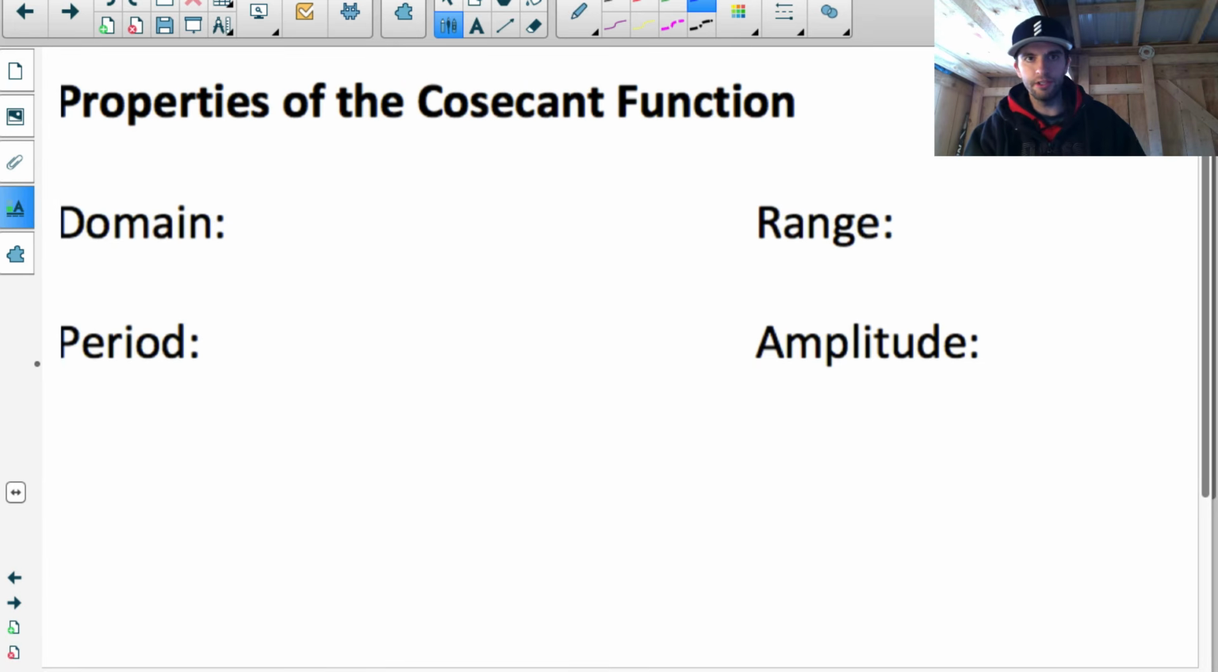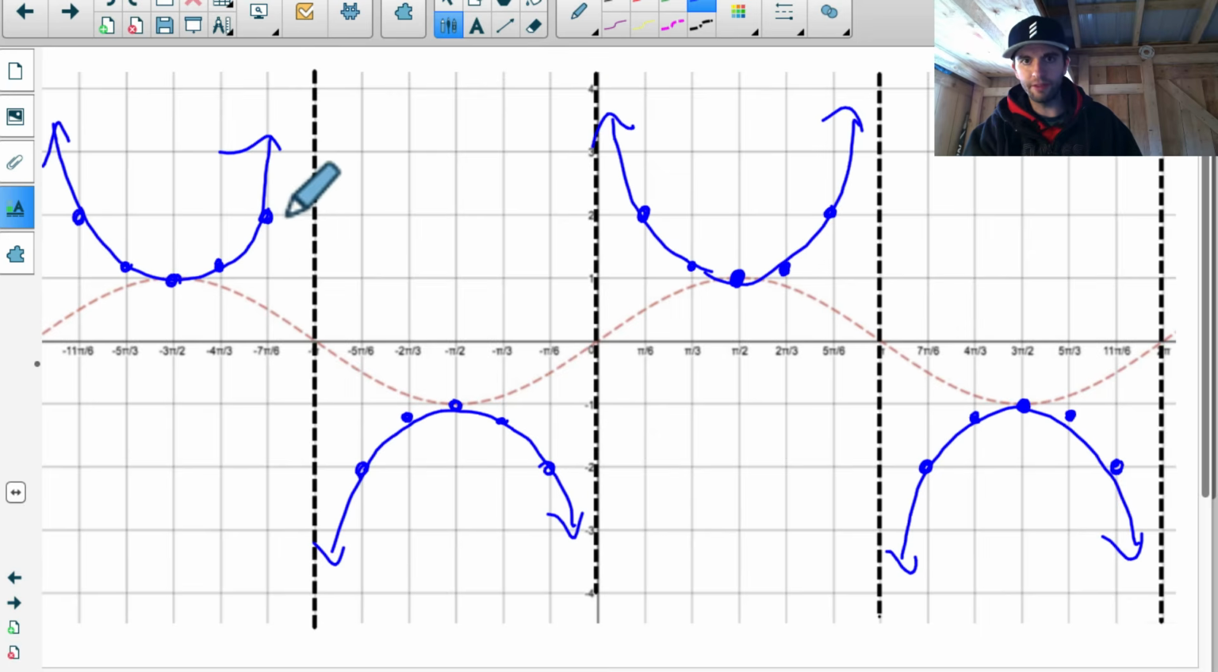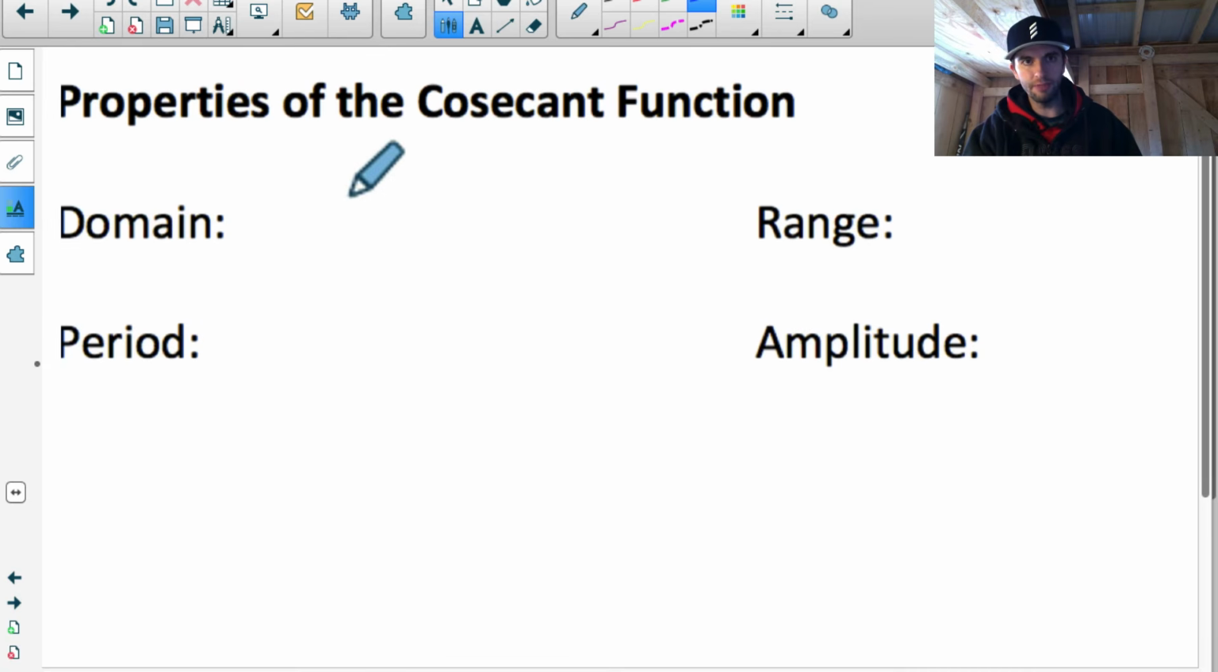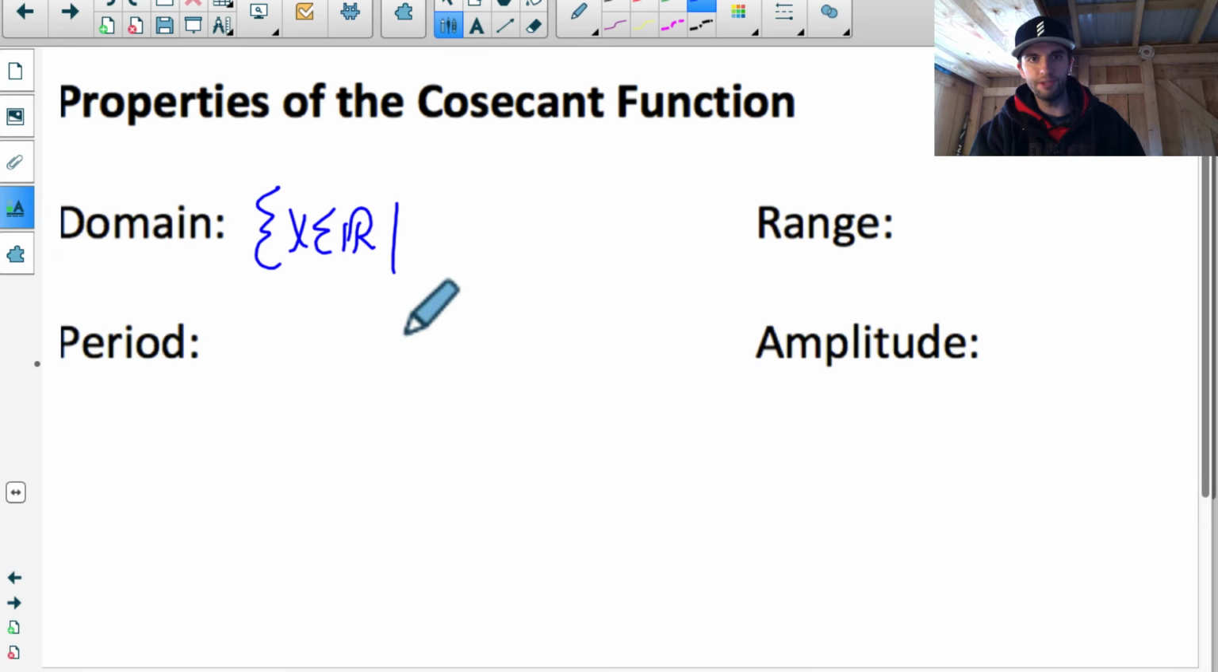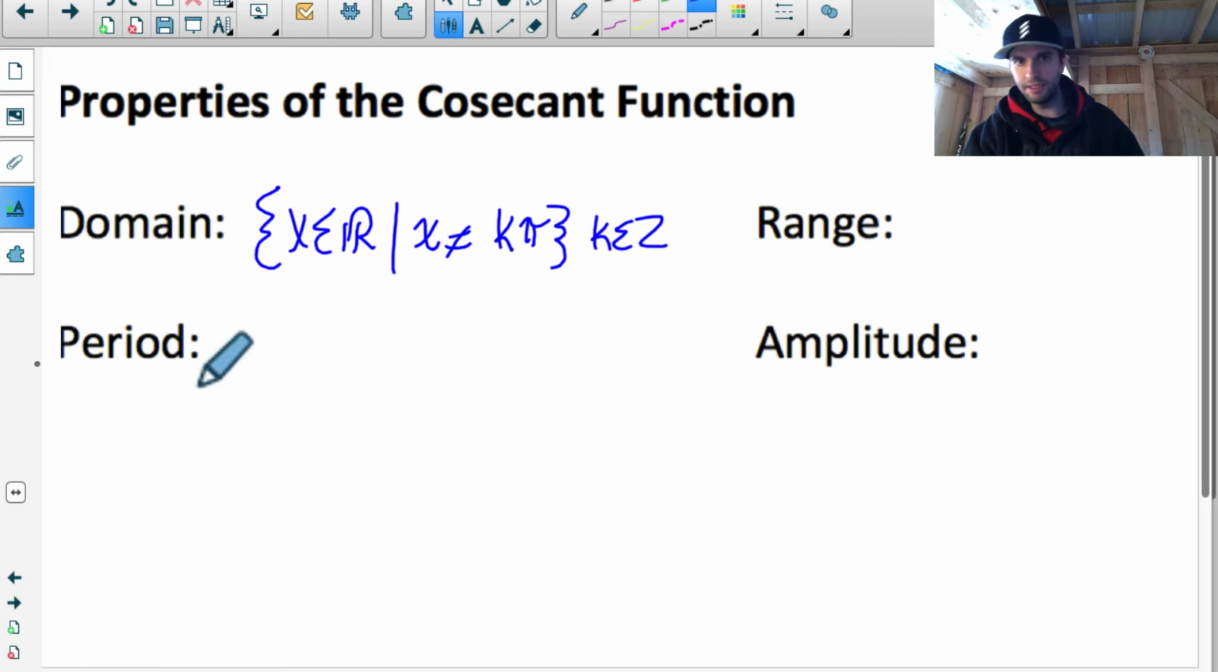If we do the properties of this function, so domain, this function exists everywhere except at the vertical asymptotes. So x can be anything, given it's not any of the x values at the vertical asymptotes. So it's not going to be at 0, pi, 2 pi, 3 pi, 4 pi, 5 pi. It's not at any integer multiple of pi. So what we need to write there is x can be anything, given that it's not equal to k pi. And we have to mention that k has to be an integer, and Z is the symbol for integers.